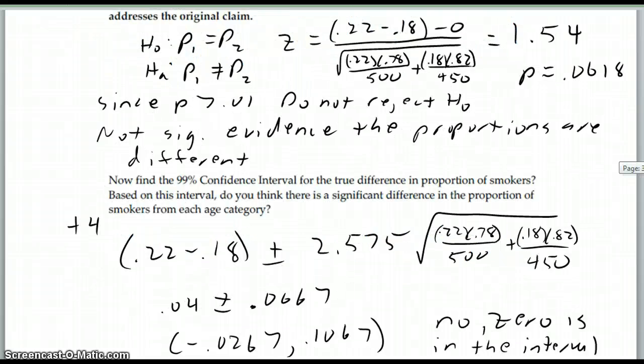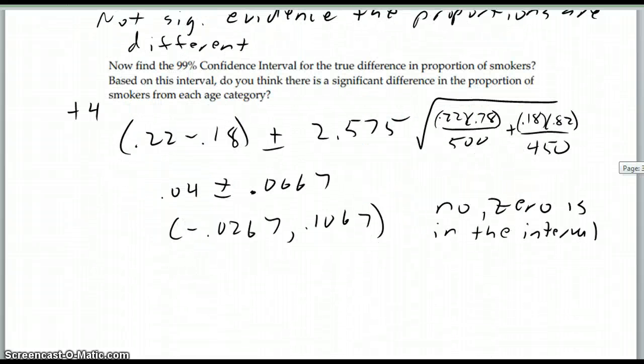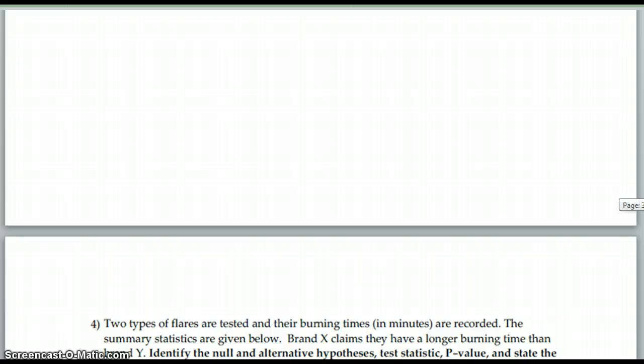And then a 99% confidence interval, we use for our z multiplier here 2.575, and we get this interval from negative 2.7%ish to about 10.7%. So we're 99% confident the true difference is somewhere in there, and 0 is in there. So that's why we'd say no, there's not a significant difference, because it is possible there is no difference with 0 in there.